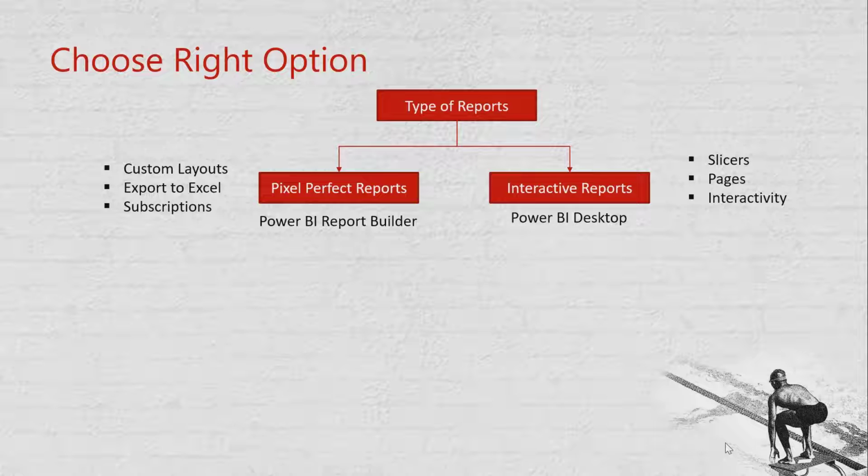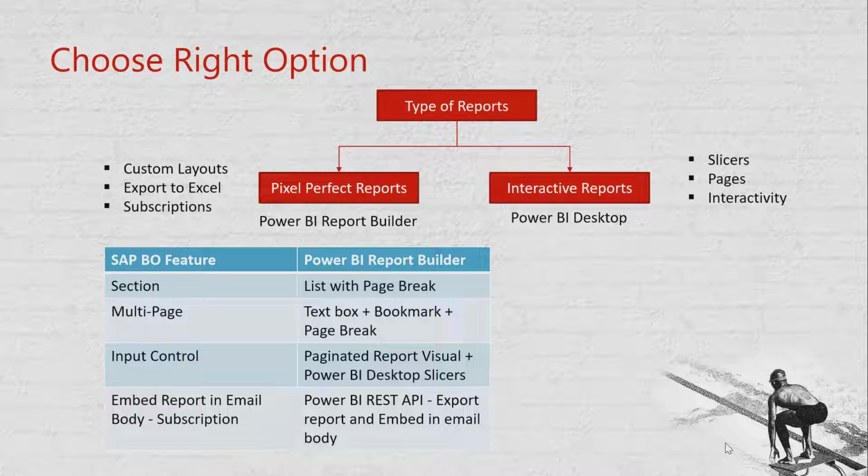With that you can create custom layouts, export to Excel, and create subscriptions. As part of the subscription, business users can extract the data through Excel, PDF, or different formats. And when you go to Desktop, you have the slicers, pages, and the interactivities. So if you look at the mapping of SAP BO features to Power BI, the features we discussed earlier, like sections, multi-page, input control, and the subscriptions.